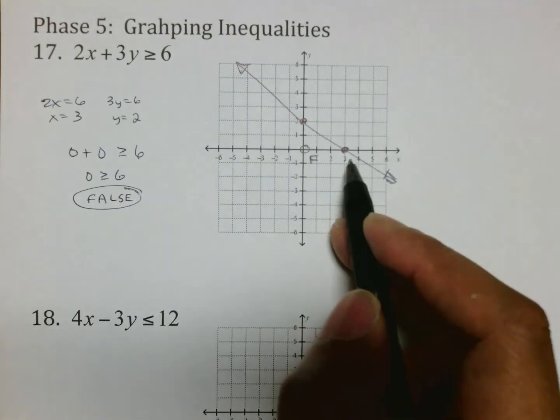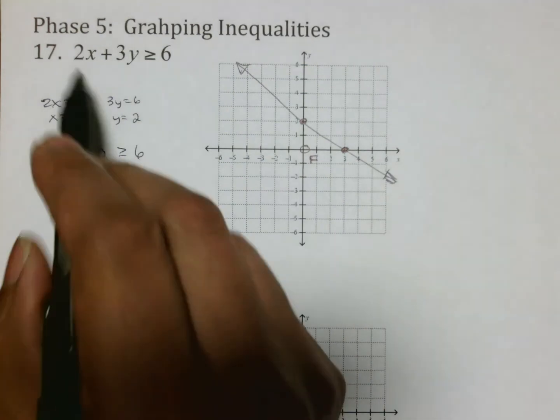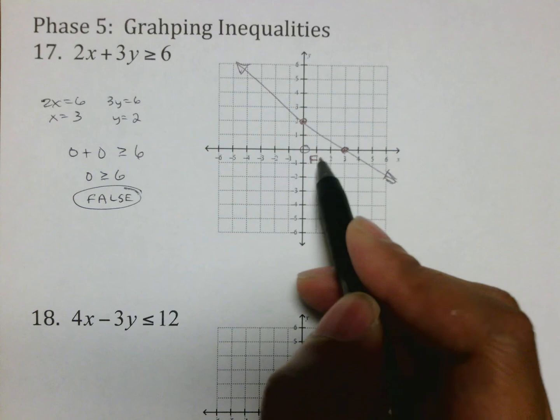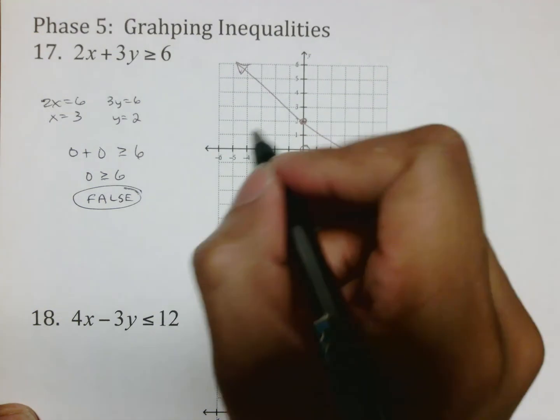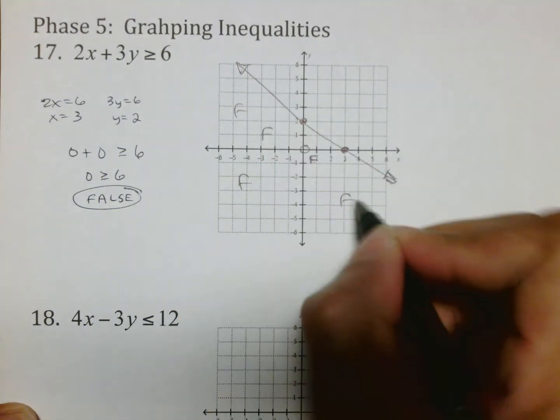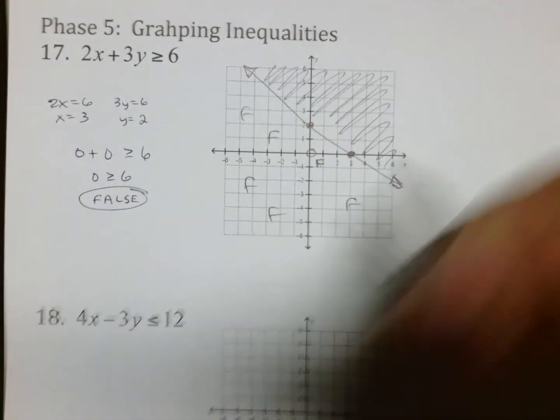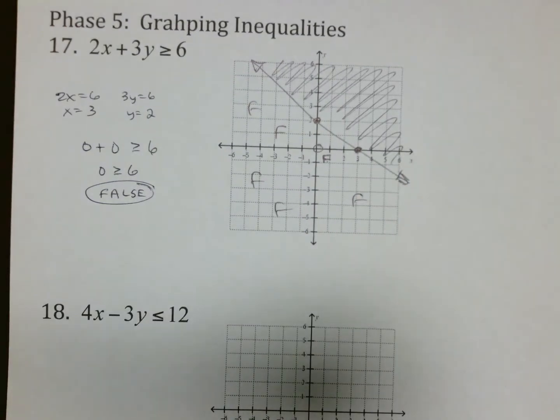Graph it the way you learned how to. After you have your line, test 0, 0, so turn every variable into 0 and use that answer to determine this. Again, if that is false, that means everything on this side of the graph is false, which means that we want to be on the other side of the line, which means that that would be the graph that we need to use. Alright?